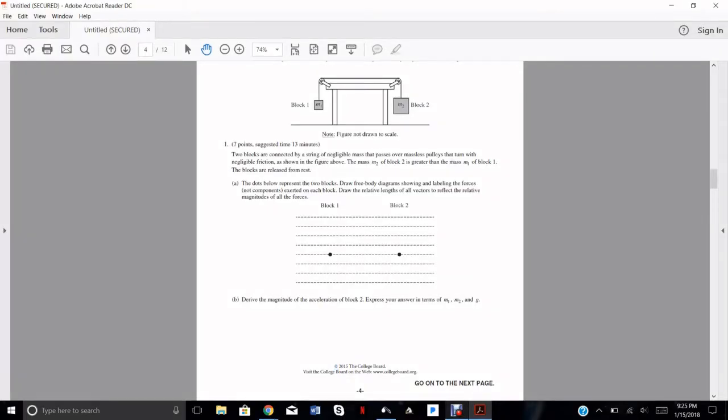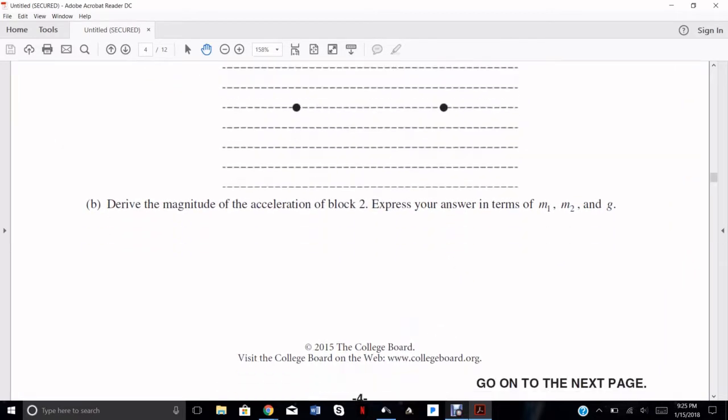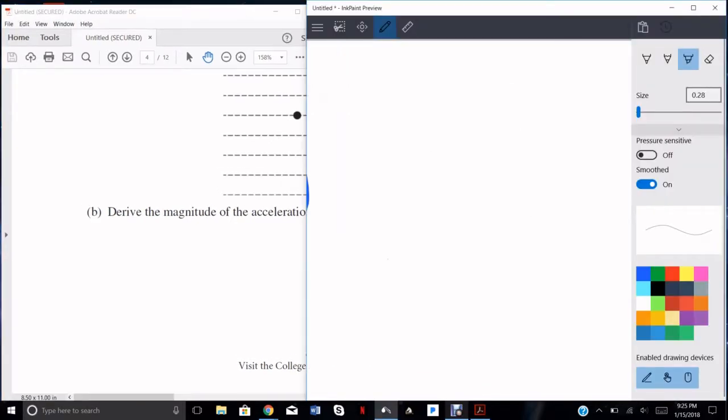Now that we've drawn the free body diagrams, we can move on to Part B of the free response question. Part B asked, derive the magnitude of the acceleration of block 2. Express your answer in terms of m1, m2, and g. We can find the magnitude of the acceleration of block 2. To start off, we have to separate block 1 and block 2, and solve this in parts to make it easier.